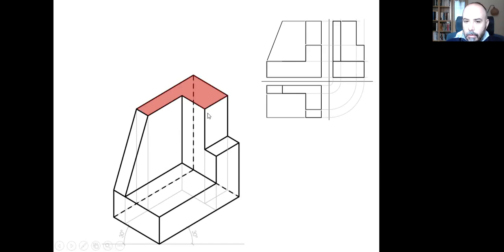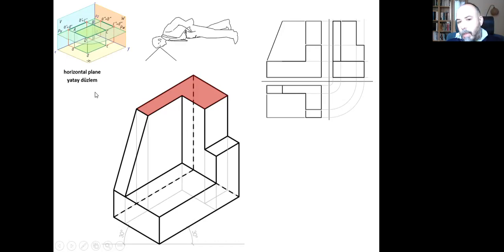And in order to do that, we can try to match different surfaces in this isometric projection and multi-view projection here. Let's check this one here, where we can find it. That's a horizontal plane at that level. And imagine that you are standing there and looking down.